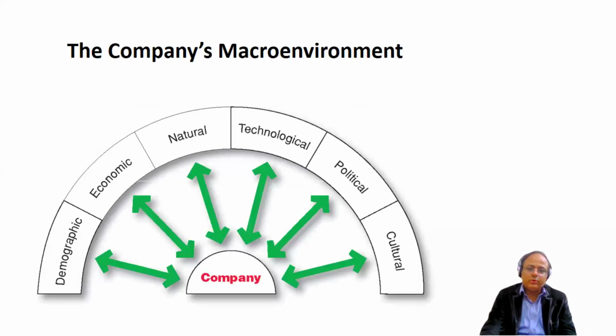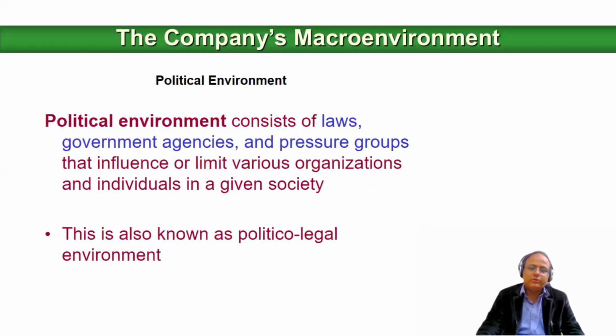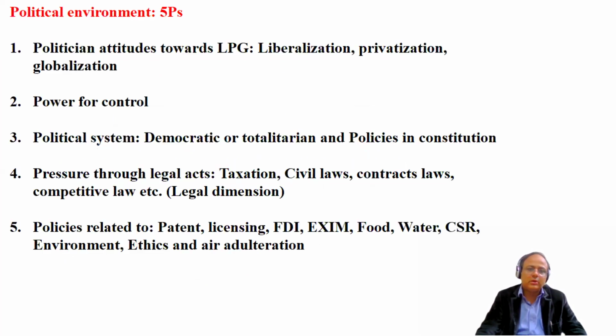So these are the components of the macro environment. And first of all, talking about the political environment, which consists of different laws, government agencies, and pressure groups that influence various organizations and individuals in a given society. This is also known as the politico-legal environment.